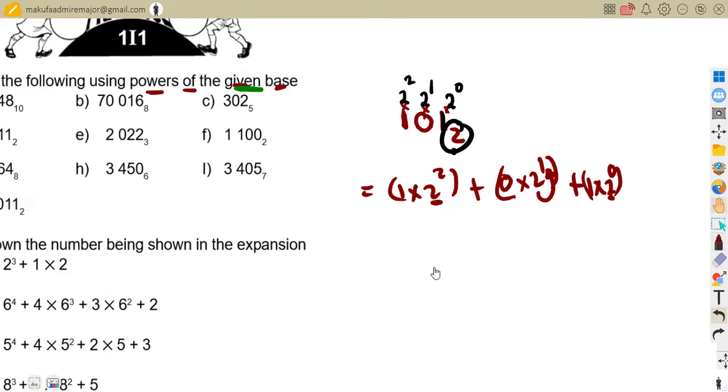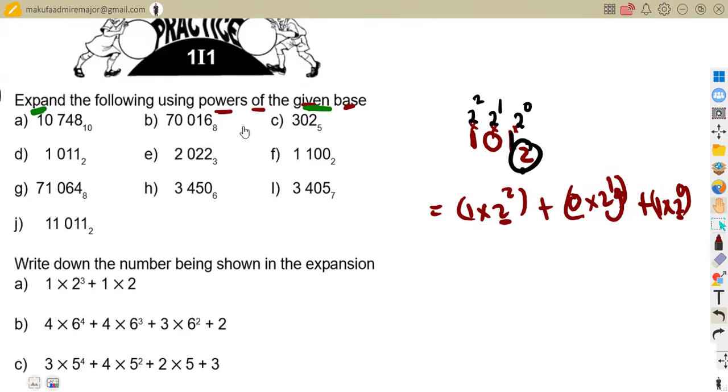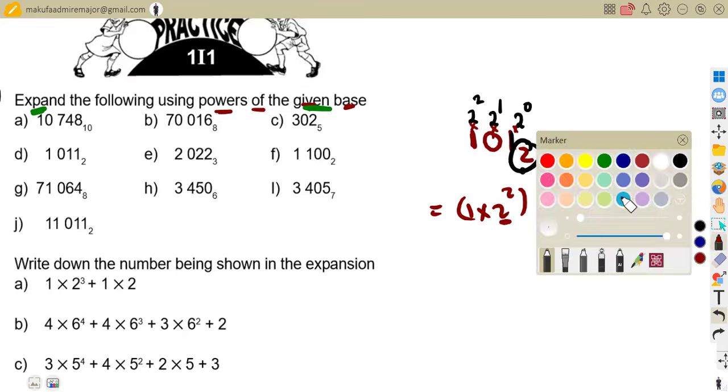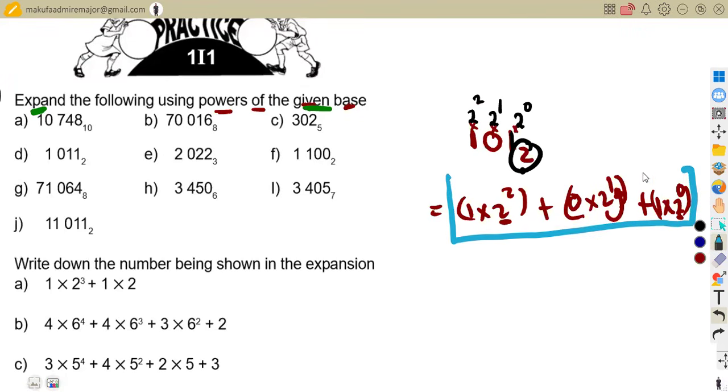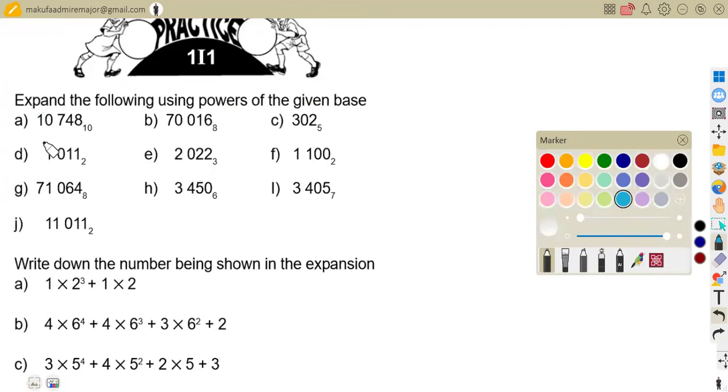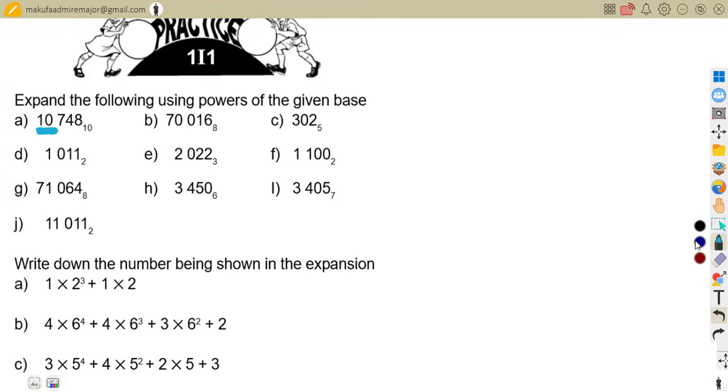Okay, now let us answer our questions here. Expand the following in the powers. The numbers must be taken up to this stage. We are not going to simplify to base 10. To answer that type of question, we will do it in our next class. For now, we are just expanding.